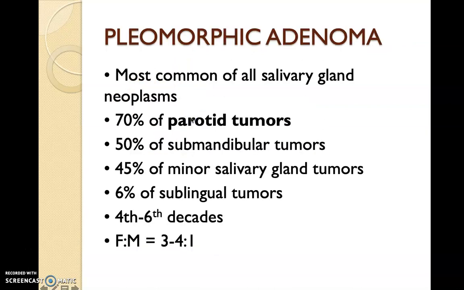Okay, so we'll go for pleomorphic adenoma. You have to know pleomorphic adenoma well. It's the most common type of benign salivary gland neoplasm. Also, if we compare benign and malignant, pleomorphic adenoma is still the most common type of neoplasm. Okay, 70% will happen in the parotid gland. Others will be in the submandibular and minor salivary glands. Usually it's around 40 to 60 years old, and female is more common compared to male.